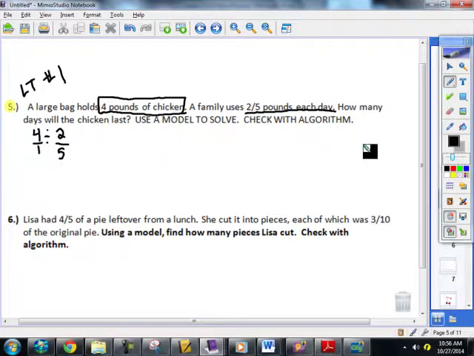Okay? So it says use a model, so we'll use a model first here. The first step to modeling is always model the dividend. You must start there.